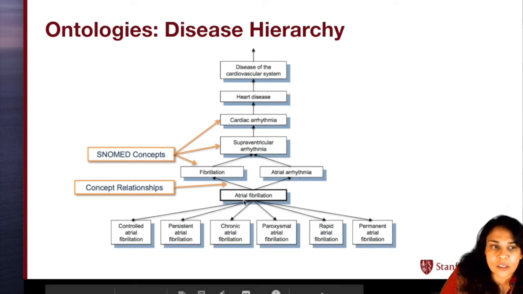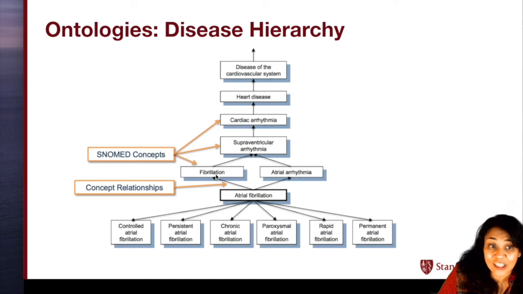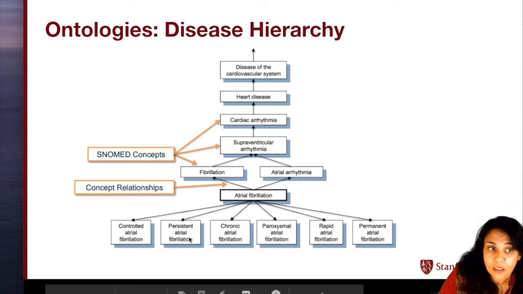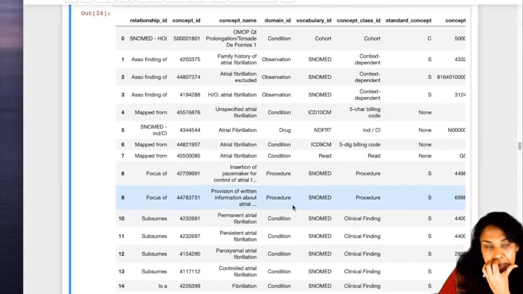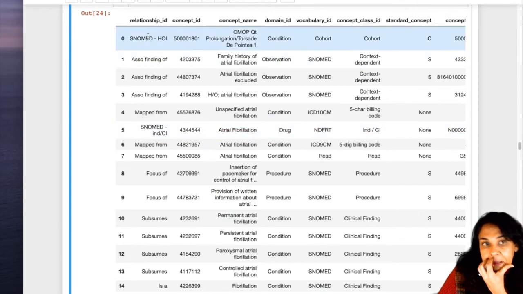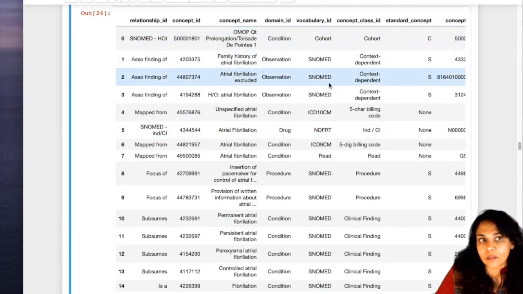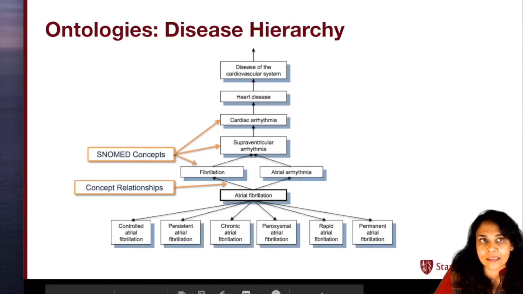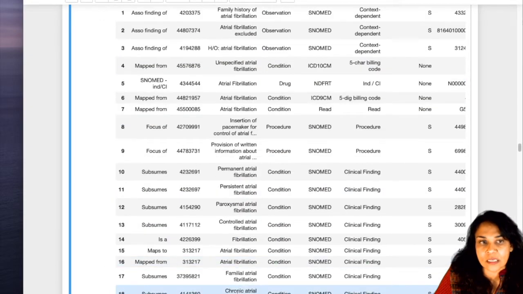Atrial fibrillation is a kind of fibrillation. Controlled atrial fibrillation, persistent atrial fibrillation, all of these are atrial fibrillation. Atrial fibrillation subsumes all of these, and that is what is represented in here. This is a visual representation, essentially, of this table.